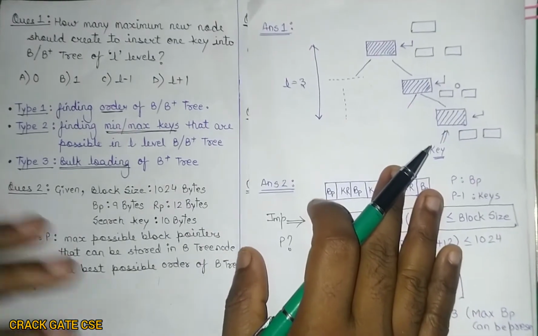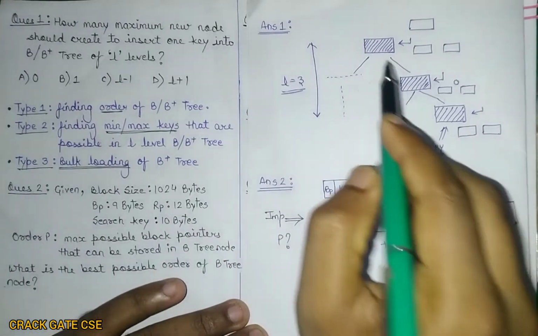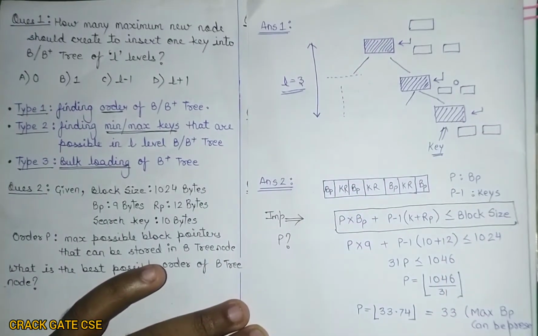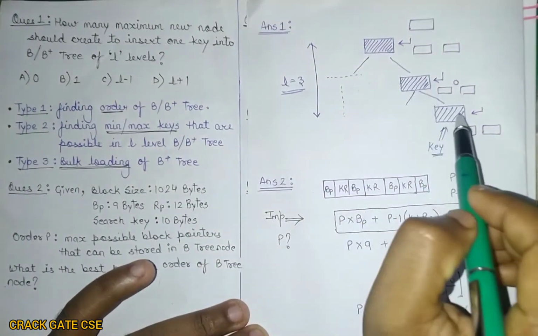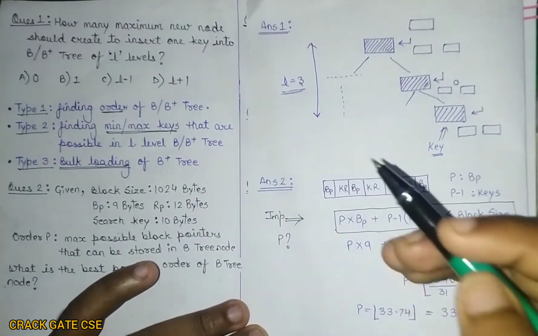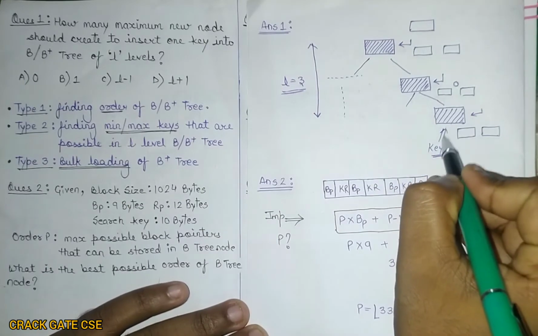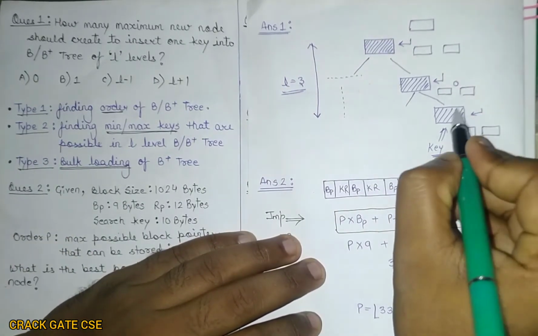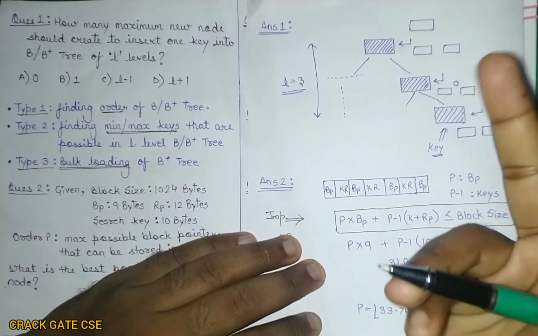Here I took a 3 level tree, so the level is 3. I took a 3 level B tree or B plus tree initially, and I am considering that all these blocks or all these nodes are completely filled. There is no such space, right? So if there is no space and I have to insert a particular key at this particular leaf node, what should it be doing? It should be splitting this one node into 2 sub nodes.